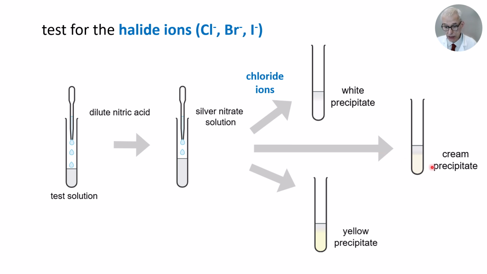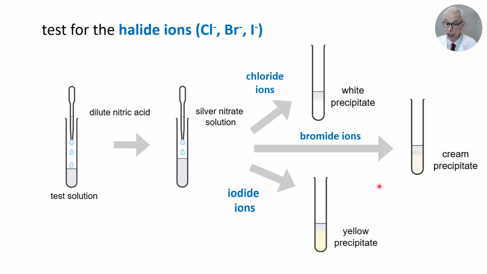If you get a cream precipitate, the test solution contained bromide ions. If you get a yellow precipitate, the test solution contained iodide ions. You are expected to recall those three colours and attribute the correct ion. Chloride gives a white precipitate, bromide, cream, iodide, yellow.